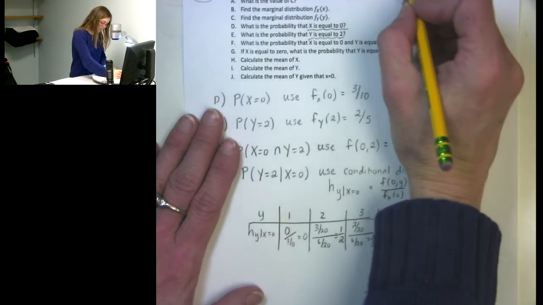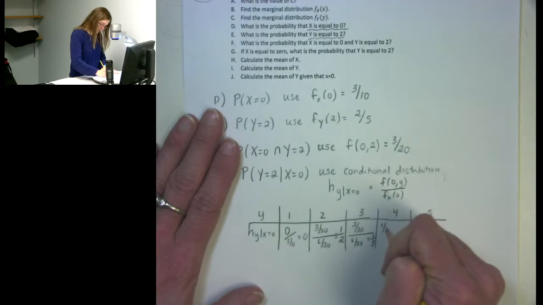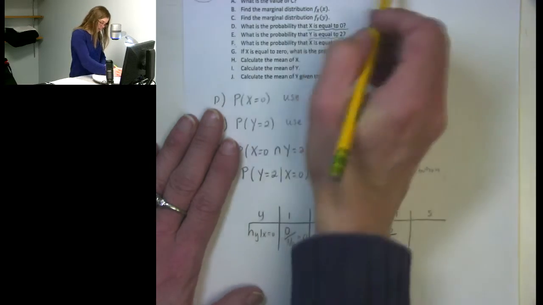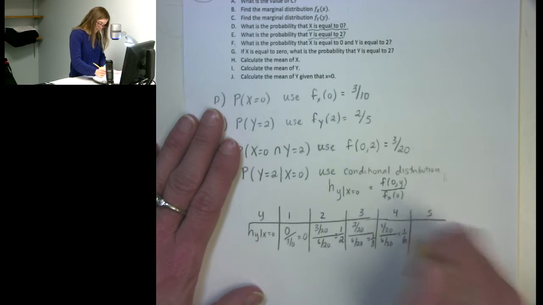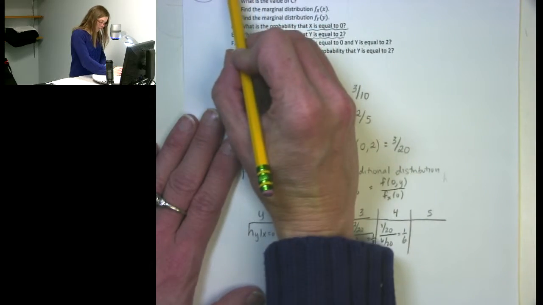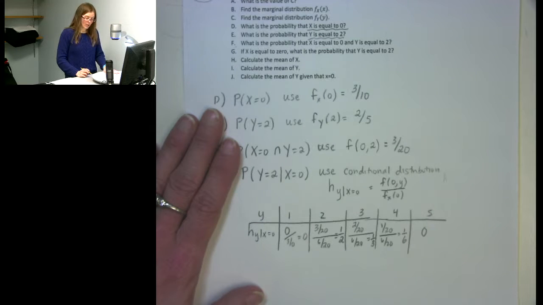For y equals 4, the probability that x is equal to 0 and y is equal to 4 is 1/20 divided by the probability that x is equal to 0, 6/20 gives me 1/6. And then the probability that x is equal to 0 and y is equal to 5 is 0, so the conditional probability is also 0. And once again, a conditional distribution like this is a probability mass function, and so I need to make sure that the values sum to 1. 1/2 plus 1/3 plus 1/6 does equal 1, so it's a good double check.